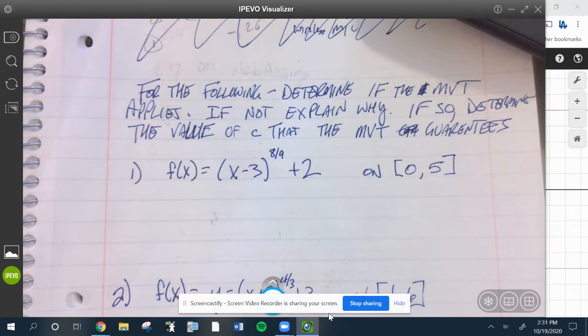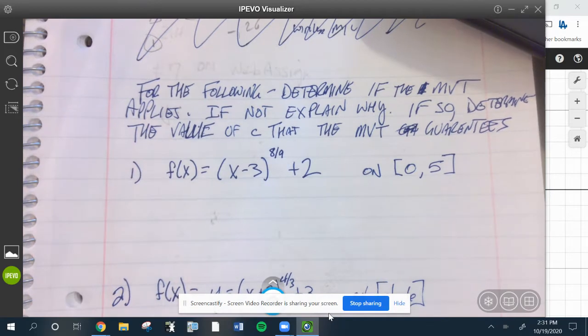Here are some extra problems about the mean value theorem, and if it applies, and how to find values guaranteed by it. It says for the following, determine if the mean value theorem applies. If not, explain why it doesn't. If it does apply, determine the value C that the mean value theorem guarantees.